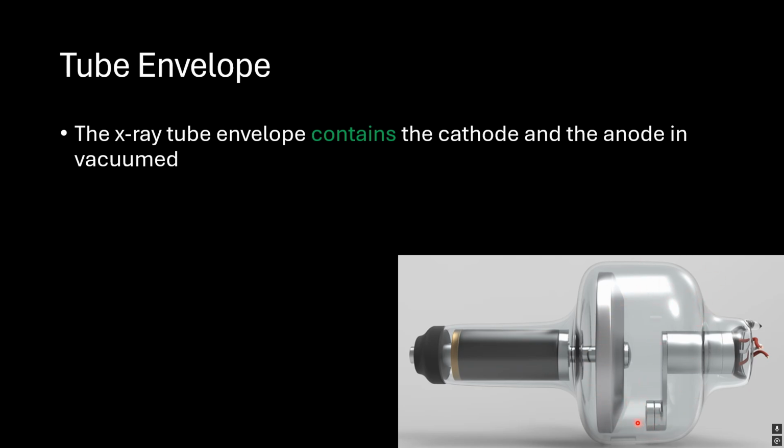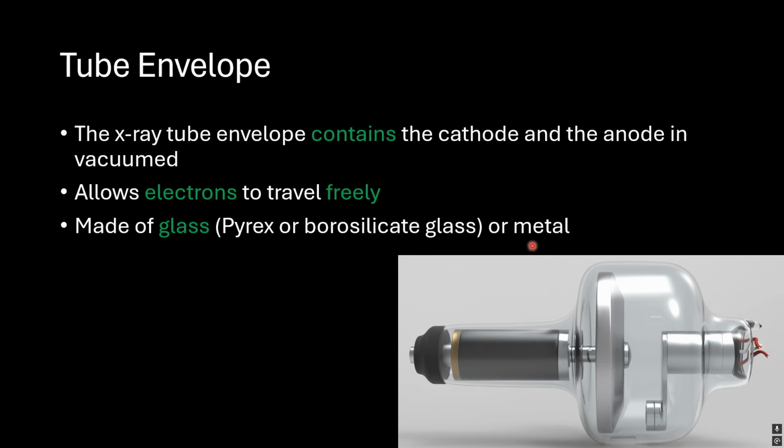This is very important to remove any interaction with the electrons when they go from the filament side to the anode side. Because if it's not a vacuum, then the electrons will interact with the atoms in the air when they go to the anode side. It allows electrons to travel freely. As I mentioned before, the electrons go from the filament to the anode without any interaction. The envelope is made of glass or metal and prevents oxidation of the filament, which will extend the tube's life.